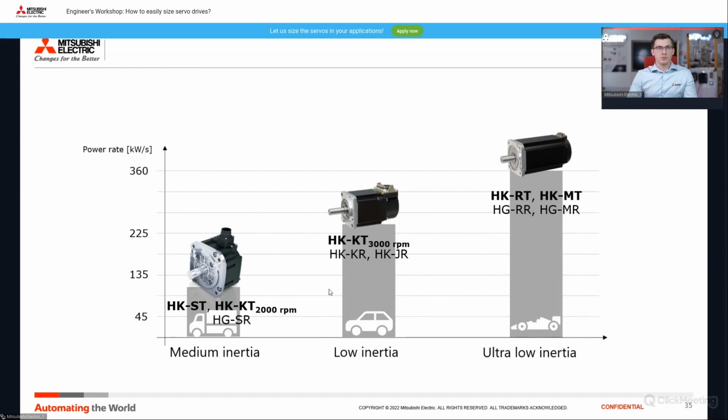And here I will show some diagrams, some chart of how to differentiate between the inertia classes in regard with the power rate. Because have you ever wondered about this?